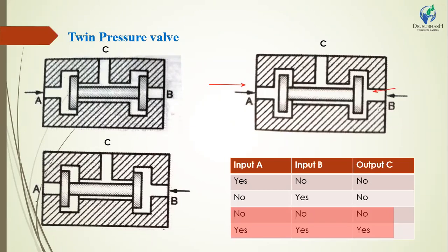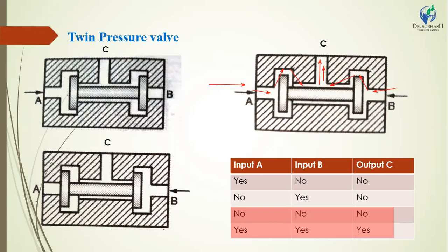Equal pressure from A to B. If you apply 10 bar pressure from port A and 10 bar pressure from B, the spool stops in a middle position so that the oil passes from this position inside of the twin pressure valve and exits from the point C. This is the mid position of the twin pressure valve.